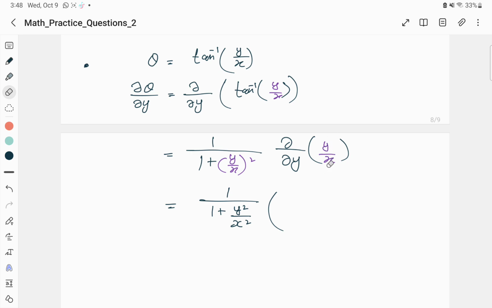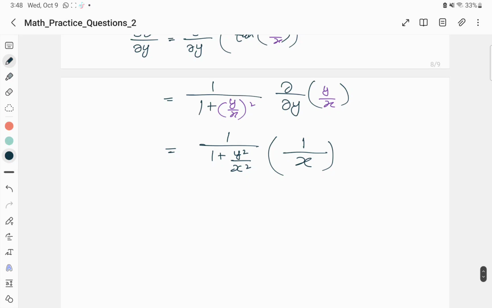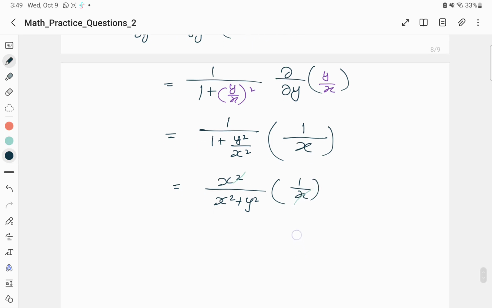which is to be differentiated and x is a constant, so that constant x will remain as it is when I take the derivative with respect to y, and the derivative of y with respect to y, because y is in the numerator, will be just 1. So this is equal to x squared divided by x squared plus y squared, times 1 over x. So this x cancels with the 1 over x.